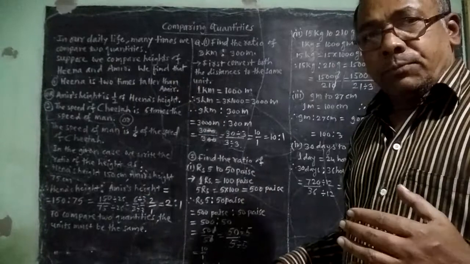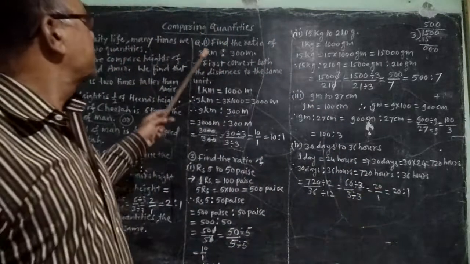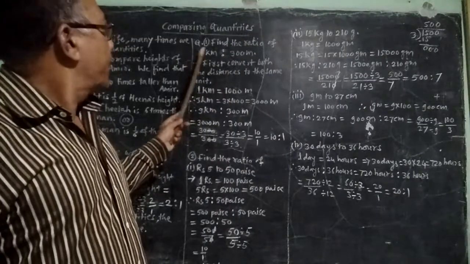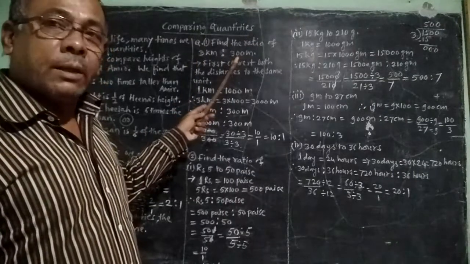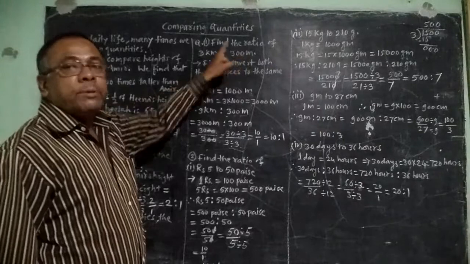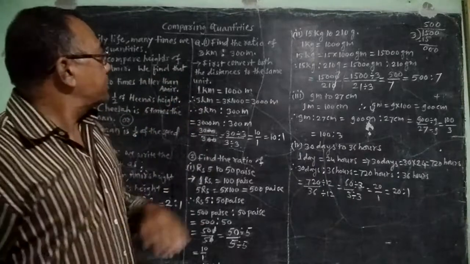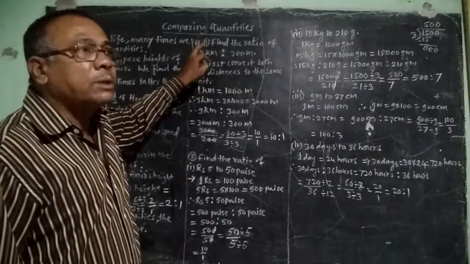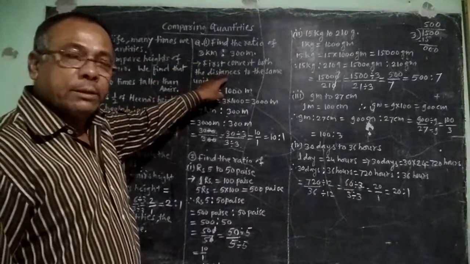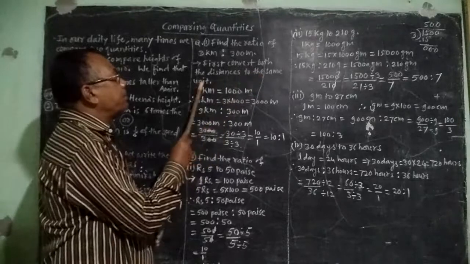Then we will solve some examples which are based on the ratio here. That is question number 1. Find the ratio of 3 kilometer as to 300 meter. Here it is seen that the first unit is kilometer and the second unit is meter. Means both the units are not the same. So here we have to equalize the units. Means for the equalization of the units we must convert. Means kilometer can be converted into meter.